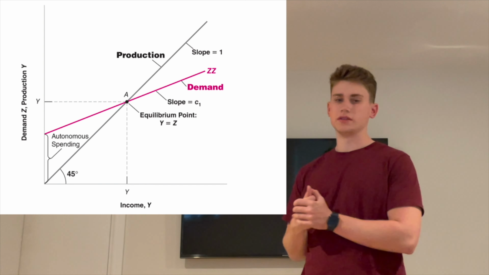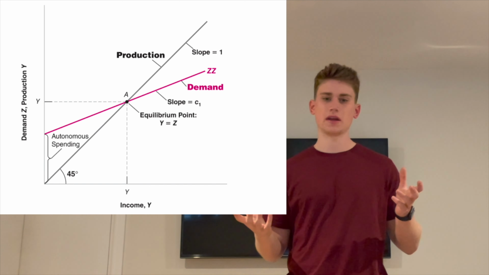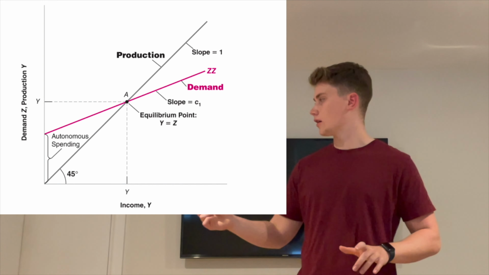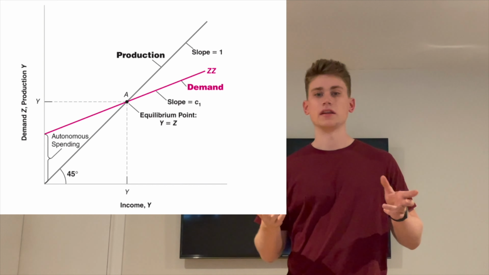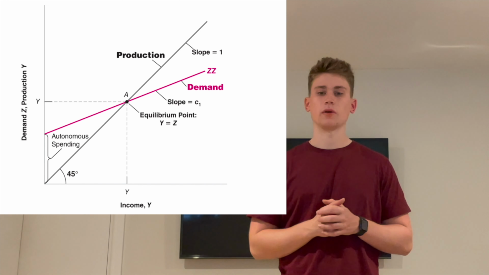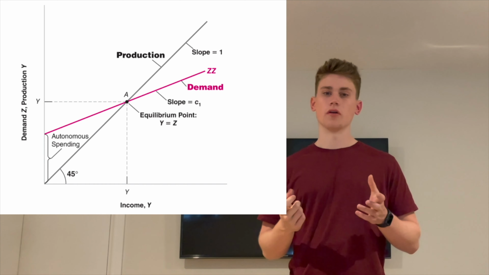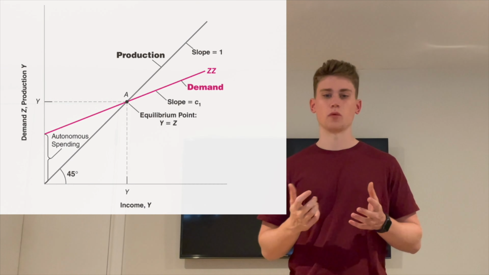In the graph, you'll see that on the y-axis, again, we've got autonomous spending there, because obviously you spend even when income's nothing. The pink line is our demand, and the black line is our production. The black line is 45 degrees to the axis, and our equilibrium point is where your income is. The slope of the pink line is C1, and the slope of the black line is just 1.